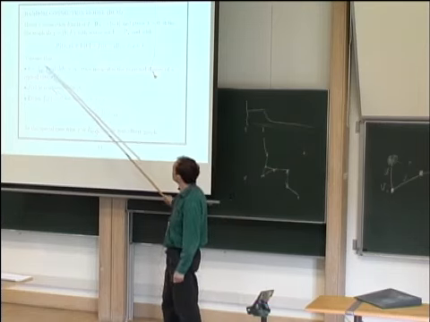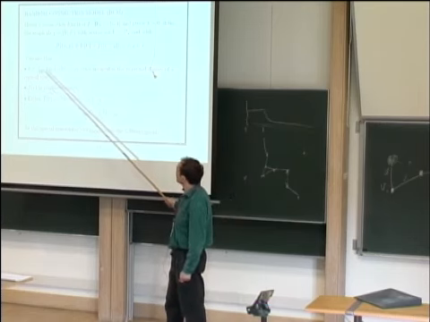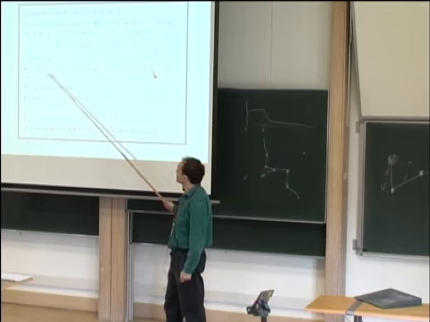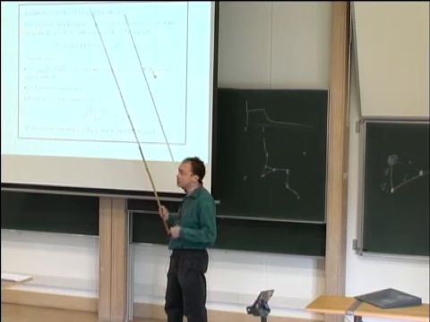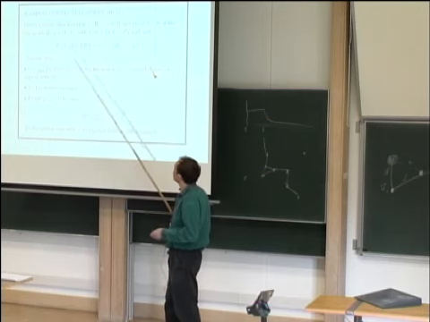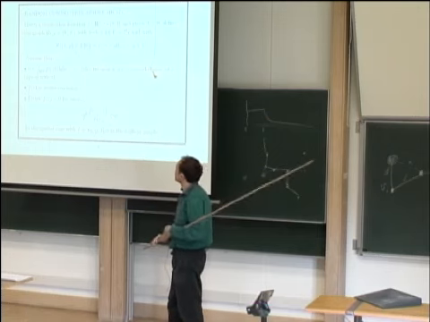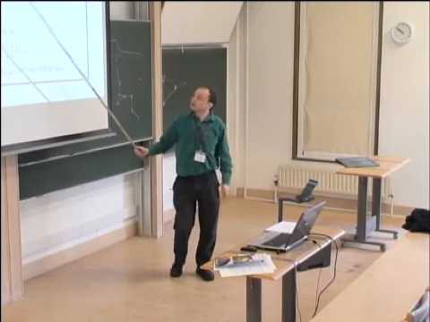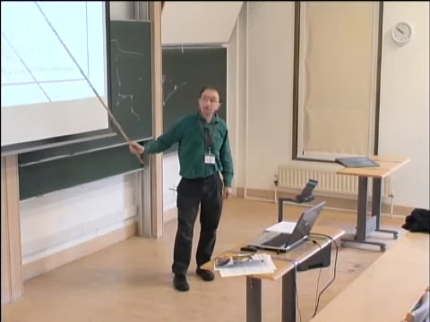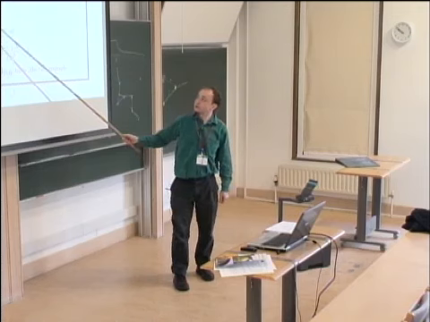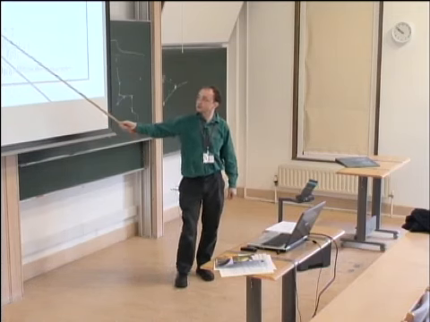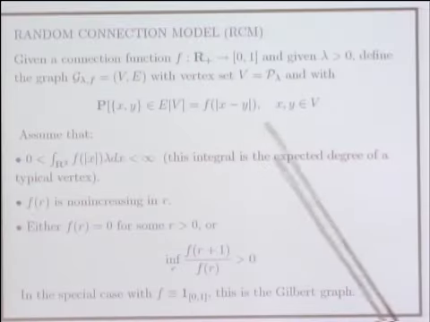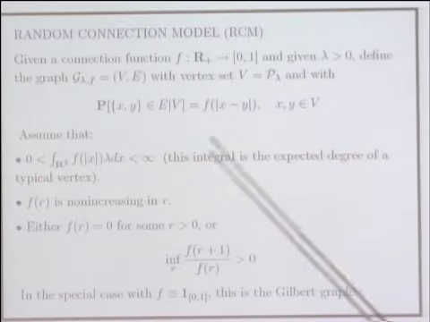So this is the expected degree, and you might imagine that if this integral was infinite, then there would be lots of vertices with infinite degrees, and in that case, it's always going to percolate. So we're not going to think about that situation. We're going to assume this integral is finite, but also the function shouldn't be everywhere 0 or almost everywhere 0. Otherwise, you wouldn't have any connections at all.